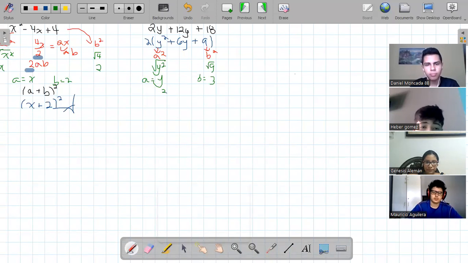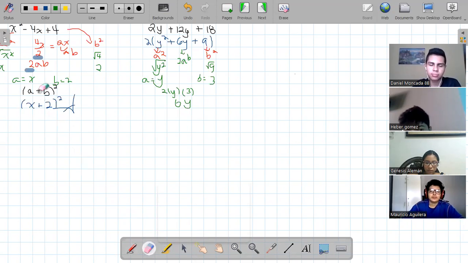Always, the middle term is supposed to be 2ab. So if I multiply 2 times a times b, which is 3, how much do I get? 2 times y times 3, how much is that? 6y. We got a mistake in here, by the way.